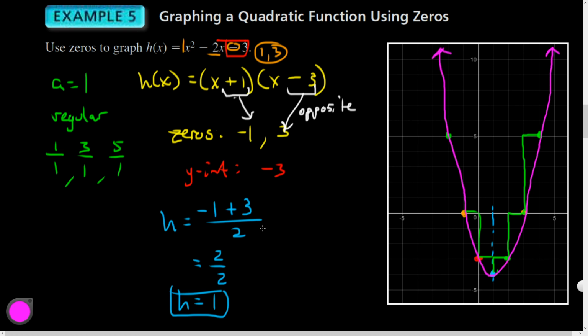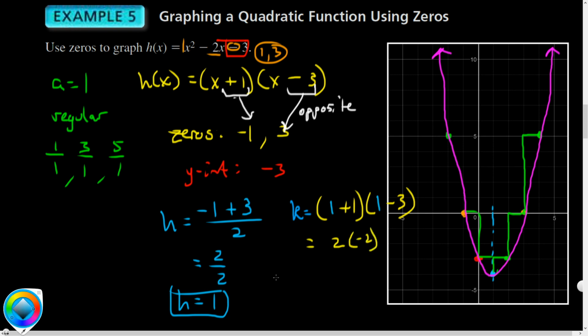What's the other way I could have found k? Well, I heard you guys asking that in your head. So k, remember, I could have found by plugging h into the function. That's actually annoying that the function was called h and this input is h. So I would have plugged in 1 for both of the x's. So I would have had 1 plus 1 times 1 minus 3. I'll do it in blue. And so I'd get equals 2 times negative 2 equals negative 4. So k equals negative 4. So I can see my vertex was at 1 comma negative 4.